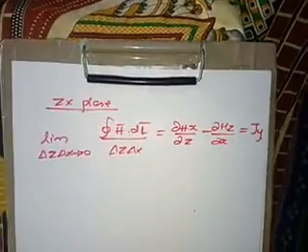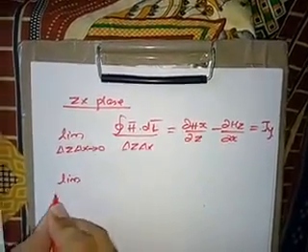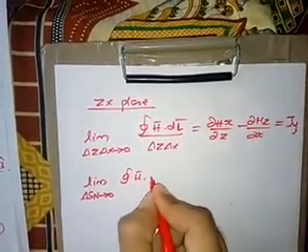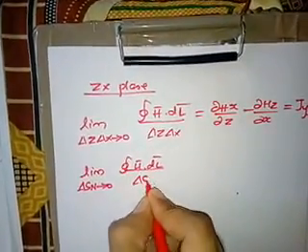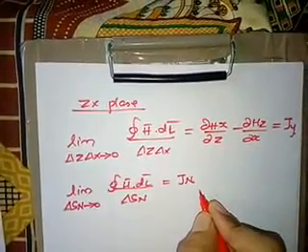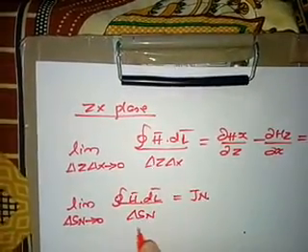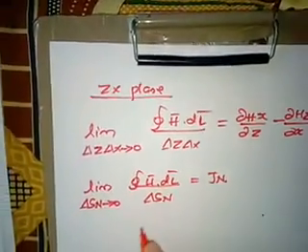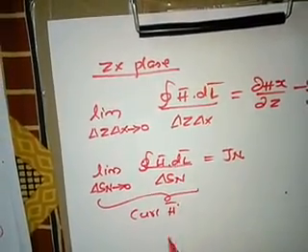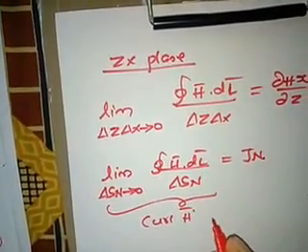Fine students, right? Now what will be the generalized formula? If I generalize this, then I can write the limit as ΔSn tends to 0 of H̄ · dl̄ upon ΔSn is equal to Jn, where Jn is the current density normal to the surface ΔS. The term on the left hand side is called the curl of H̄, where ΔSn is the area enclosed by the closed line integral.